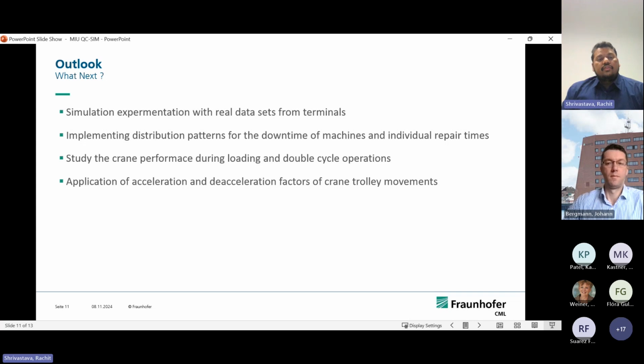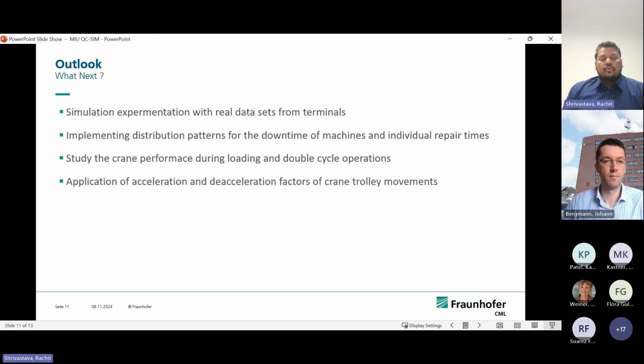Now, what are we planning? The next stage, we want to test the model with some real data sets from the terminal. And also in the future, we want to implement some distribution patterns as well as the downtimes of the machine, which is not considered in the present stage. So as I said, it is an ideal case.